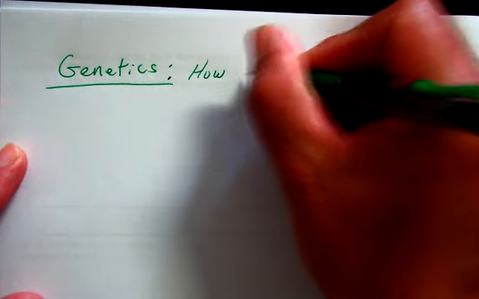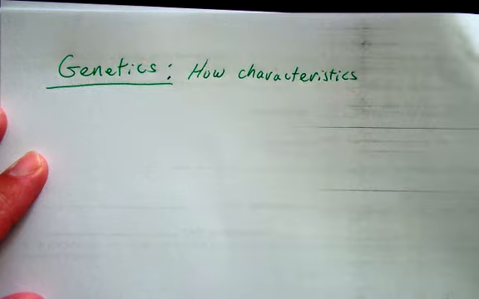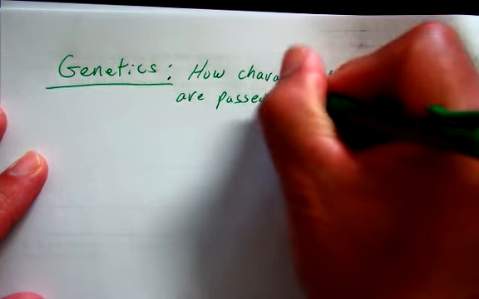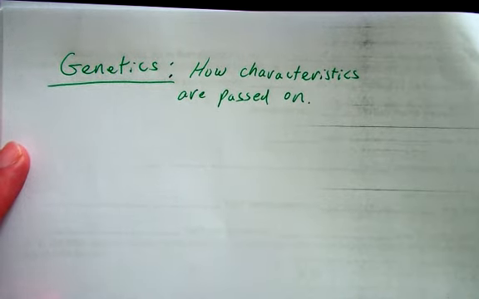All right, so in genetics, we study and talk about how characteristics are passed on. So how certain things, like for instance the color of an animal, how the information that codes for the color of the animal is passed on to the next generation.